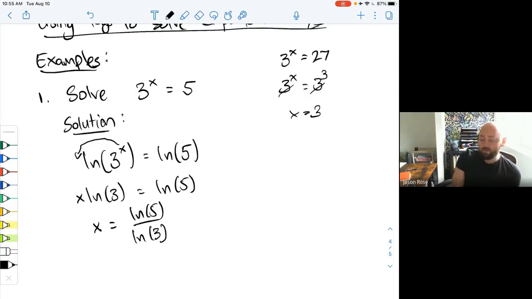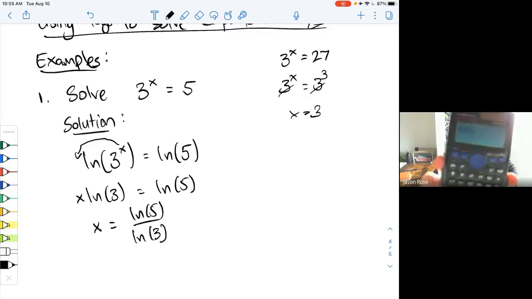So natural log of 5 divided by natural log of 3. And what was I guessing? That maybe it was like 1.1 or 1.2 or something like that. I have no idea if that's correct. Let's see what it was. Natural log of 5 divided by natural log of 2.